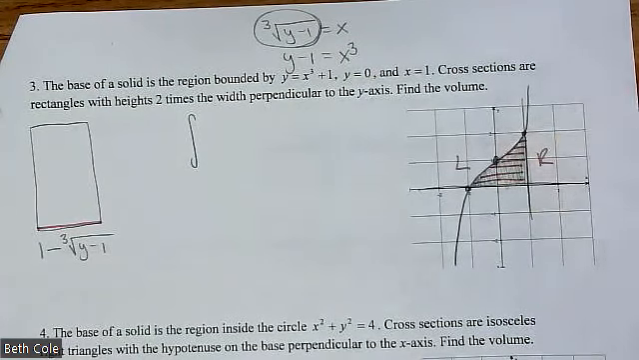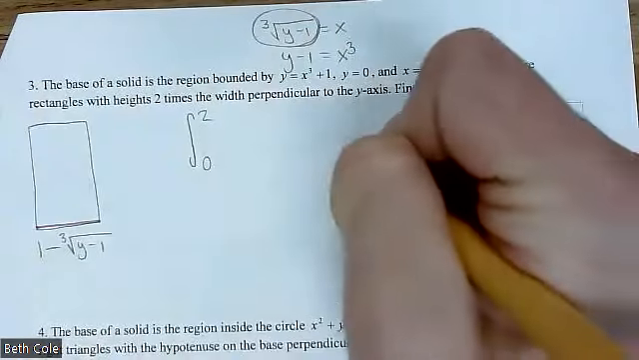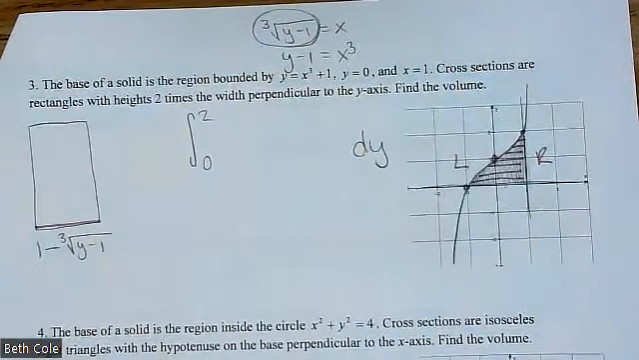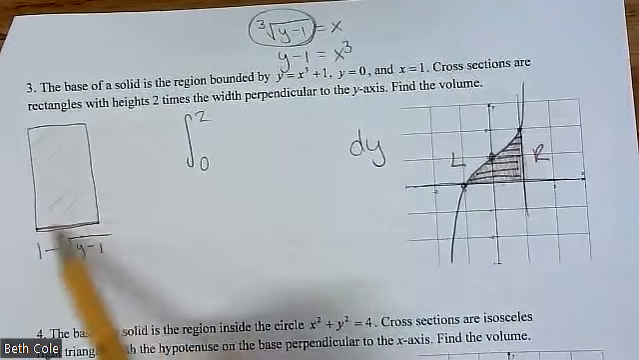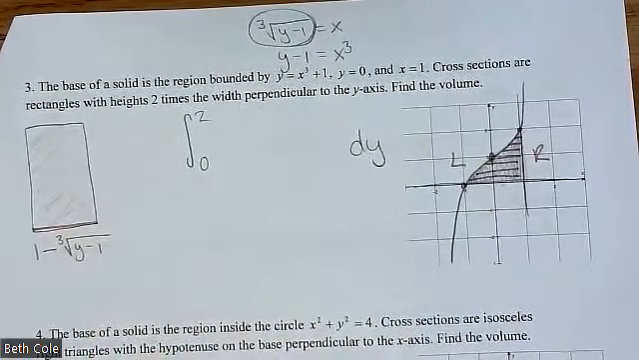Zero to 2. Good. dy goes at the end. And inside there, you put the area of your shape. So how do you get an area of a rectangle? Good. Base times height, side times side, one side times the other.